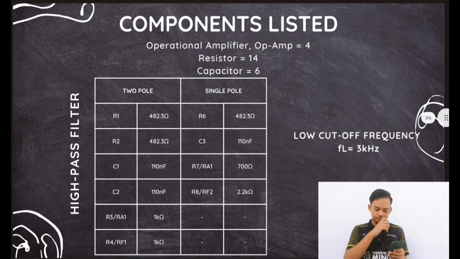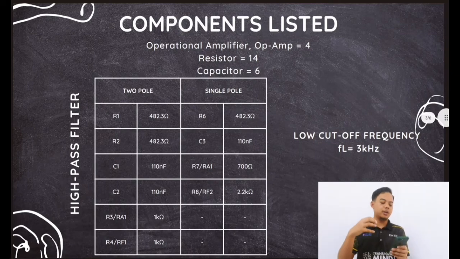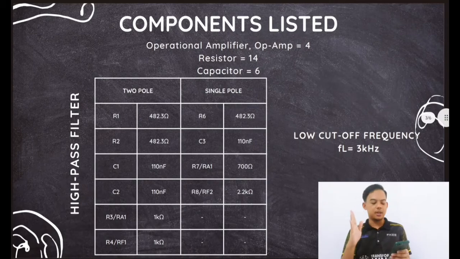We go first to the high pass filter. For the high pass filter, we arrange the circuit with op-amps. The first one is 2 pole and the second one is single pole.